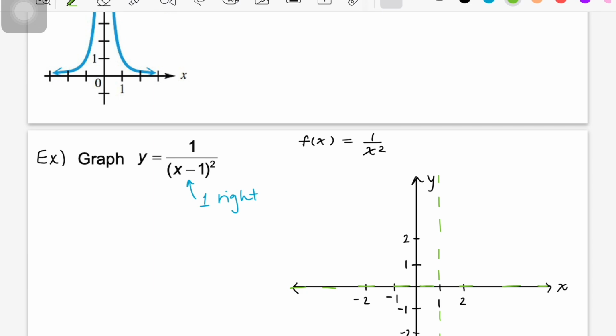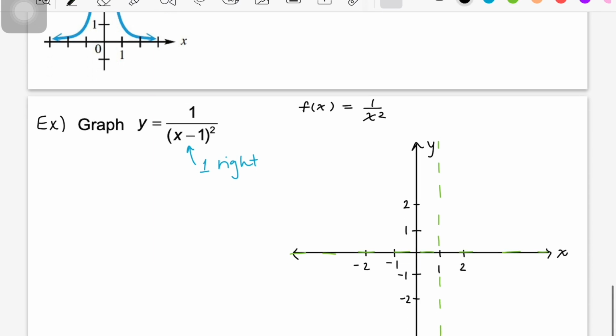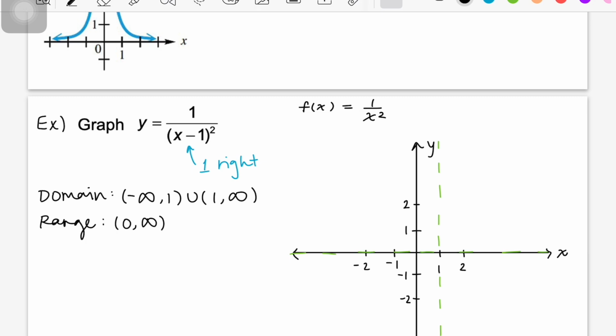We also know that the domain for this function is going to be all real numbers except for positive 1. If we were to plug in 1 for x here, we would get 0 in the denominator, and again, we can't divide by 0. Similarly, our range is going to be 0 to infinity. None of our output values will ever be negative because we have this square function here.